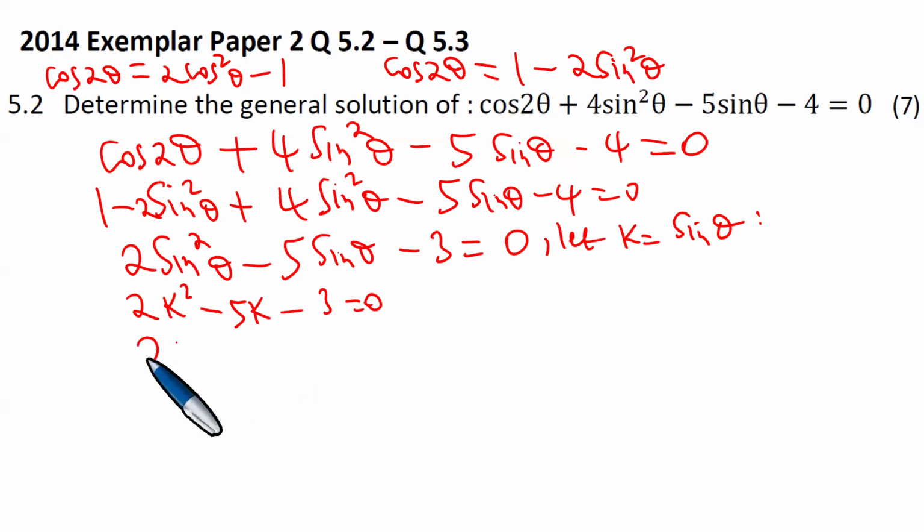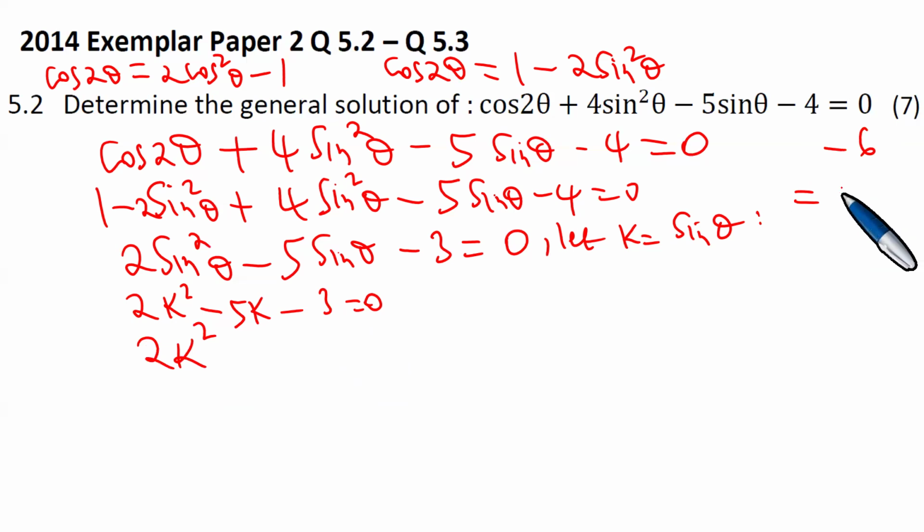What are those? So we have 2k squared. The factors of minus 6, because 2 times minus 3 is minus 6, that give minus 5. What are they precisely? Can you guess those? Okay, because we have minus 6, what are the factors of minus 6 that would give you exactly minus 5 when added together?